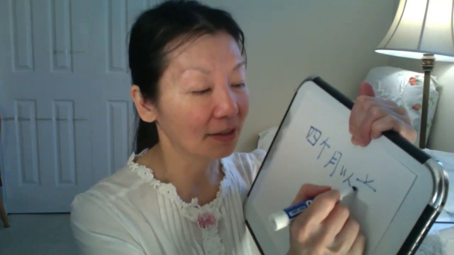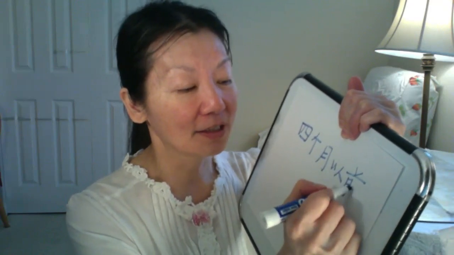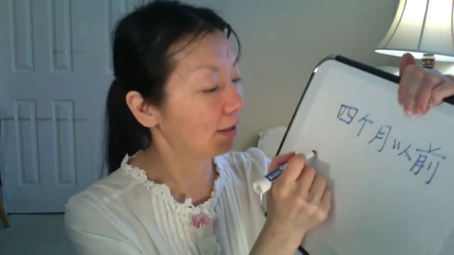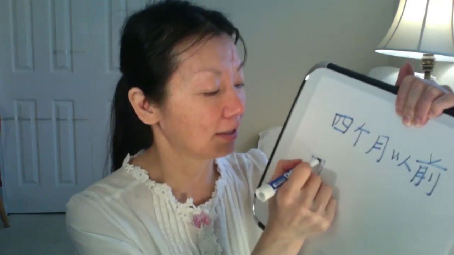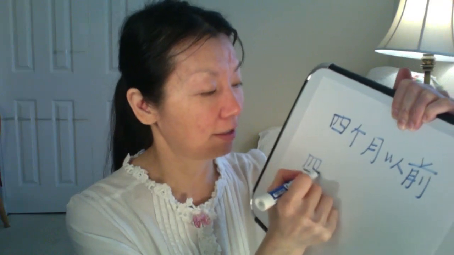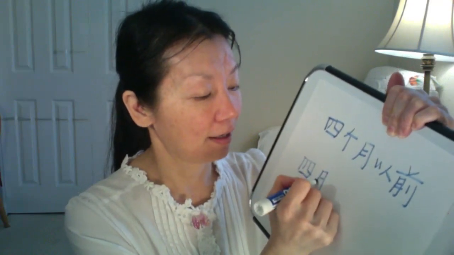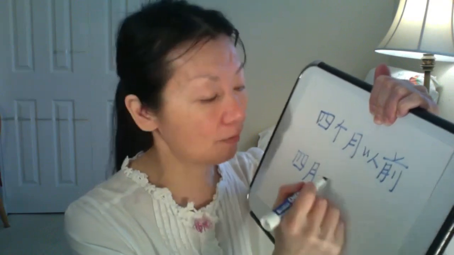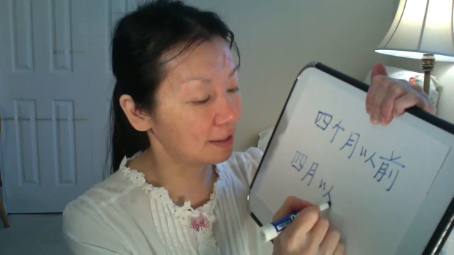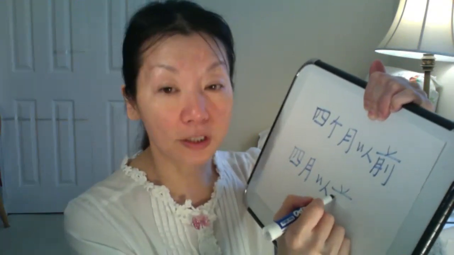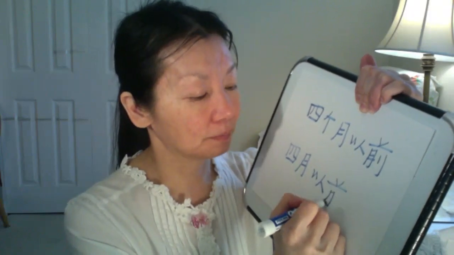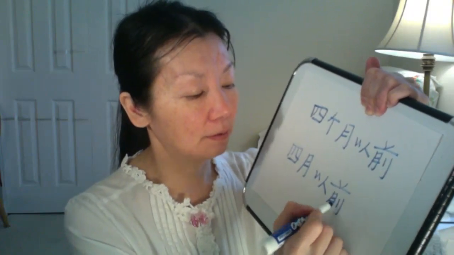四个月以前, or just say 前, doesn't matter here. 四个月前, or say 四月前, 四月以前, 前, both work. 以前, 四月前, all work, either one. Do you need pinyin here? Pinyin, right? Much better, right?